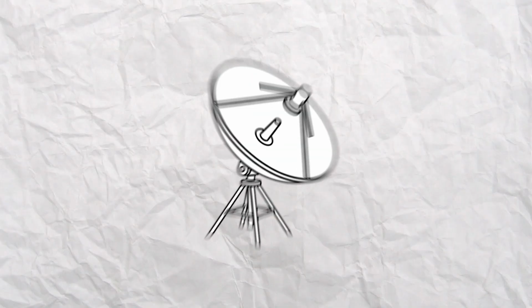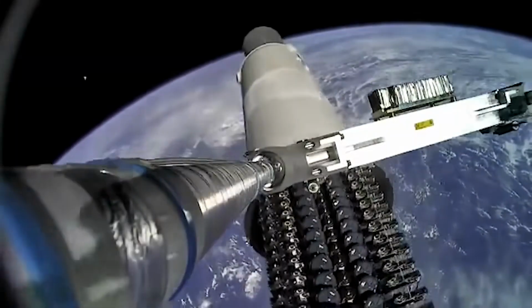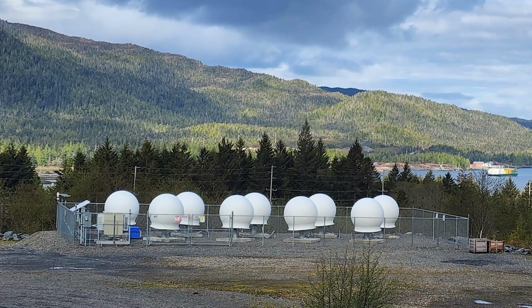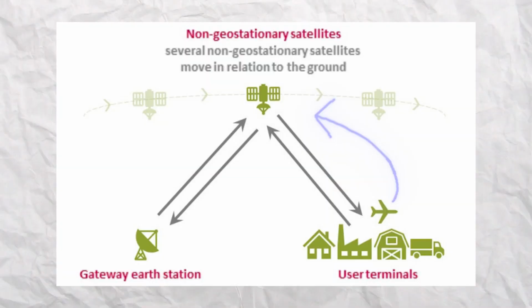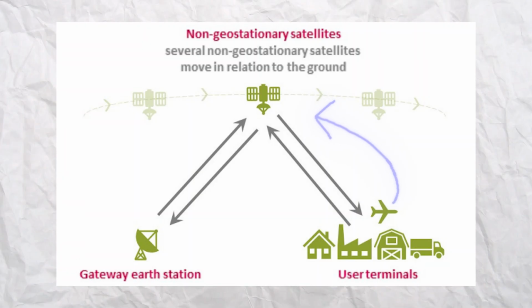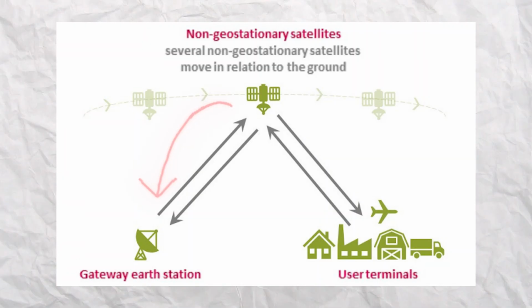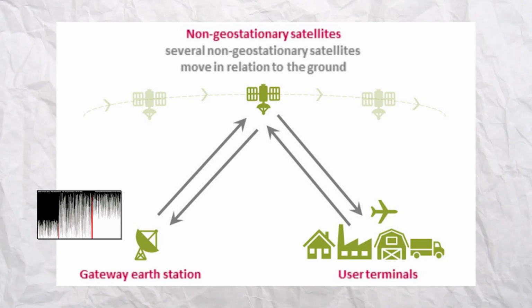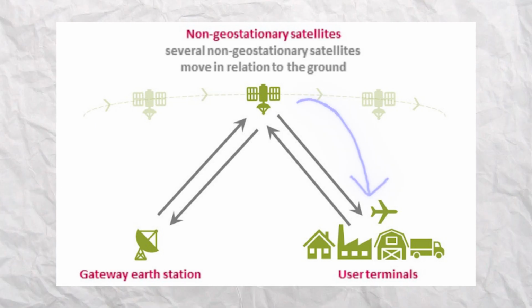Your home receives a satellite dish that points toward the sky, a satellite in orbit above Earth, and a ground station connected to the internet backbone. When you send data, your dish transmits a signal up to the satellite, which relays it down to the ground station. The ground station processes your request and sends the response back through the same path.